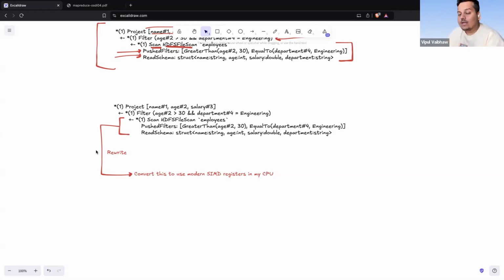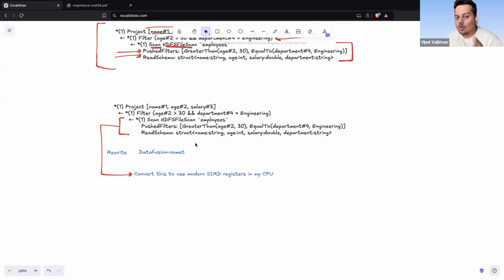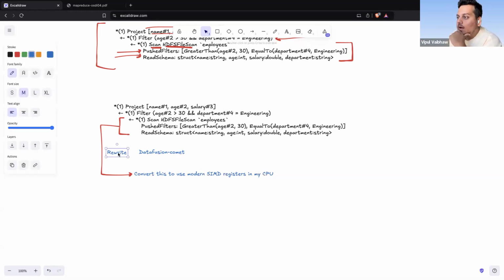All right. The question is, how do you do it? So the project which does this is Data Fusion Comet. Another optimization. Is it the only optimization possible? No. There are more optimizations available. But one of the optimizations is this.